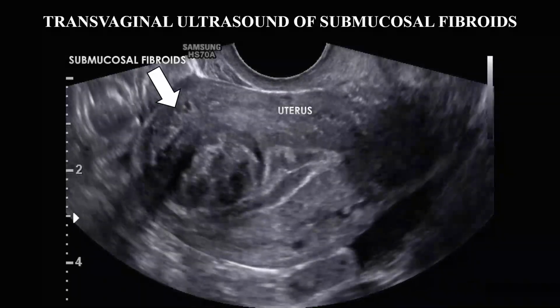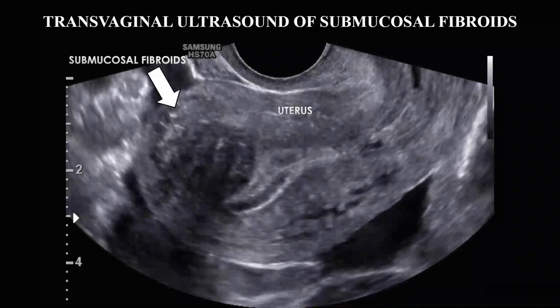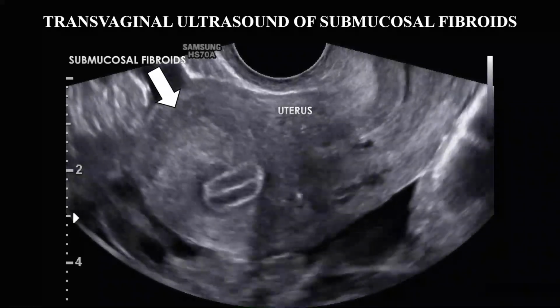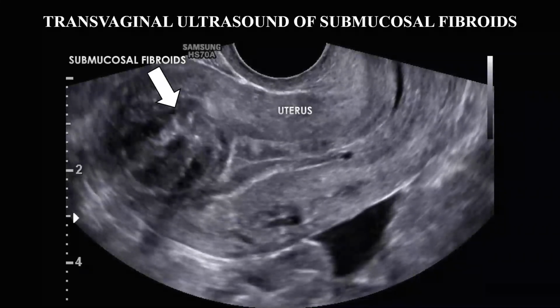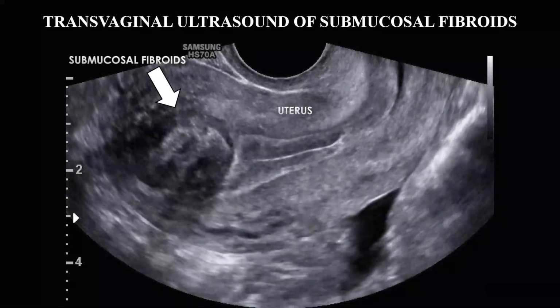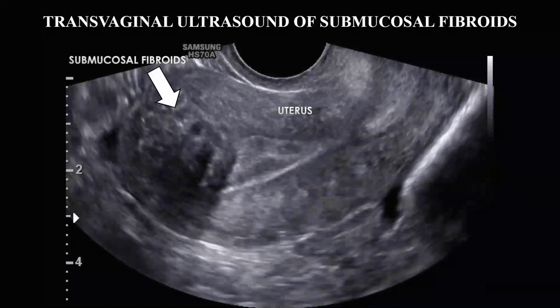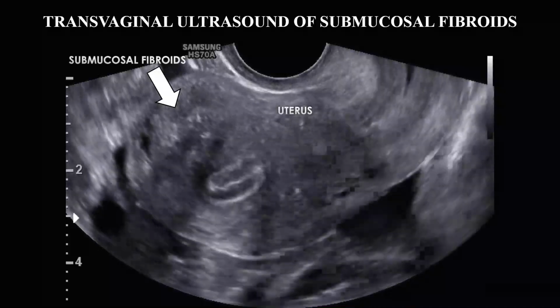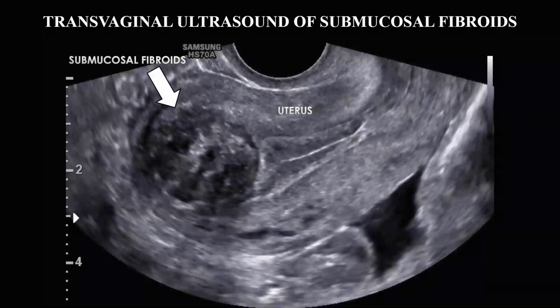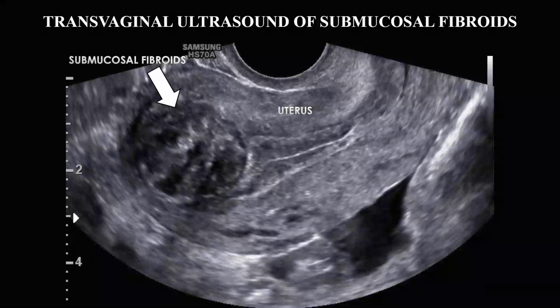Transvaginal ultrasound is the first-line diagnostic method for the diagnosis of fibroids and is mandatory before any type of intervention. Submucosal fibroids are very well evaluated on ultrasound, as shown in this video. Therefore, a step W classification for submucosal fibroids can be applied at the time of ultrasound diagnosis.